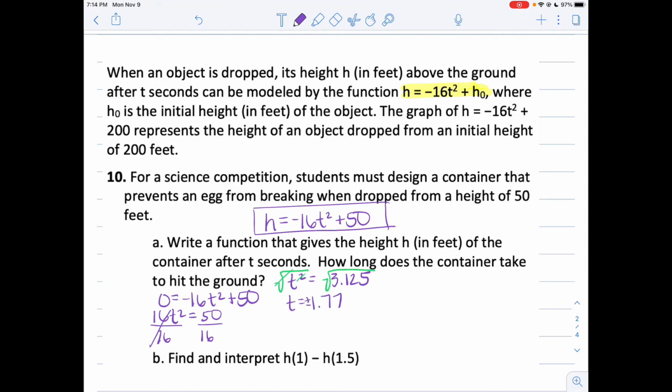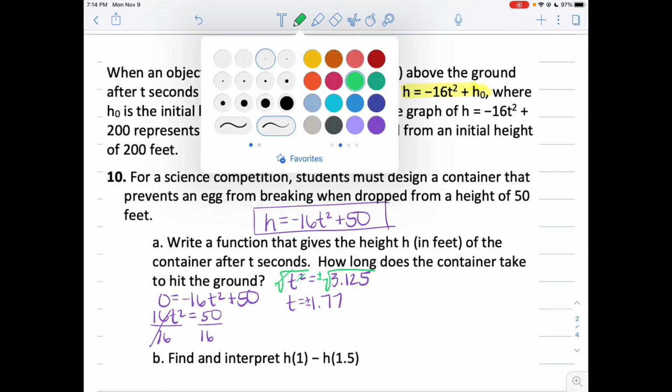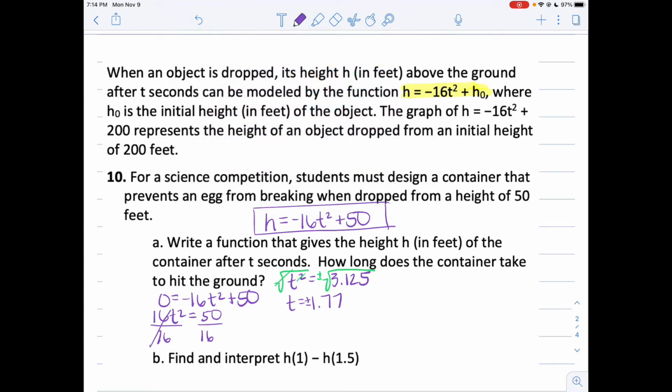Don't forget that this should have a plus and a minus on it, at least initially, but we want to think about those answers. Time can't ever be negative unless you have a time machine, and then please share if you do, but unless you do, time can't be negative. So we want the positive only, because time can't be negative. So taking the positive case only, t is equal to 1.77 seconds.